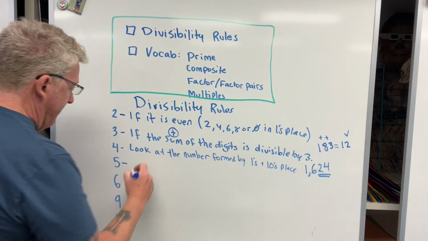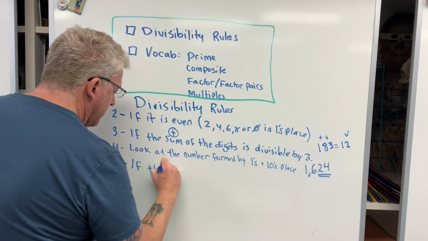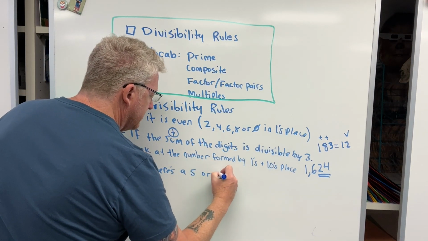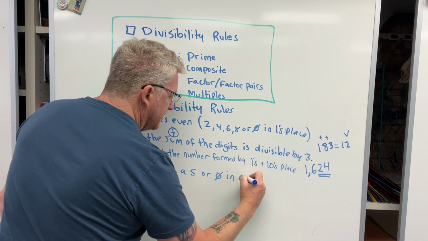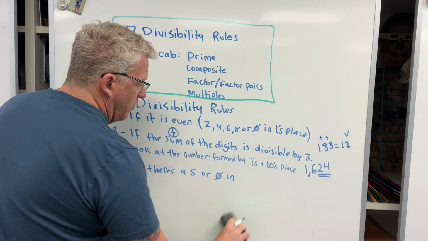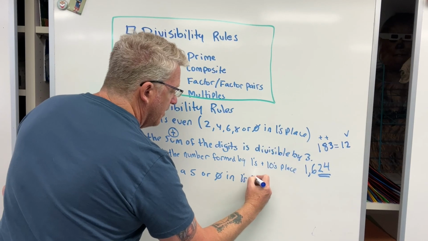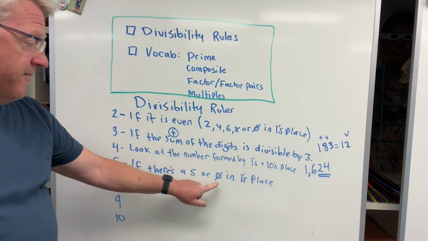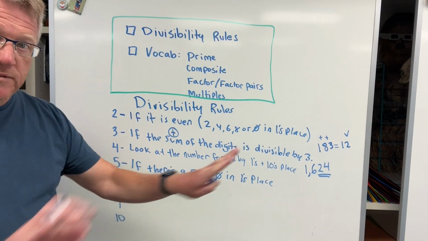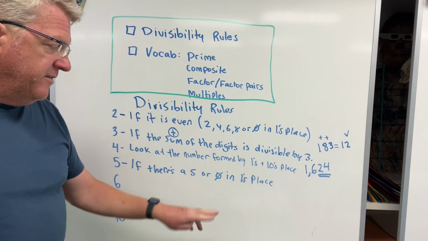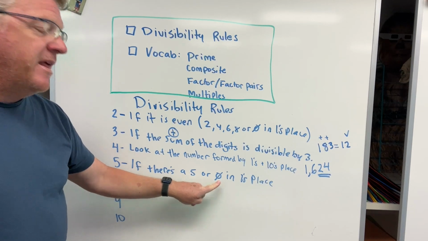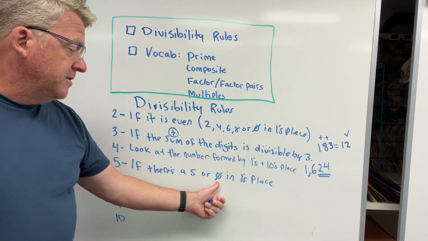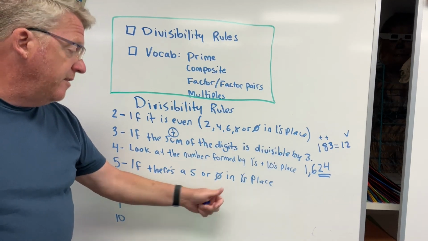The rule for 5: if there is a 5 or 0 in the ones place. The exception for that is if the number is just 0, that's not divisible by 5. But any other number that has a 0 in the ones place, like 10, 20, 30, 40, 50, and so on, those are divisible by 5.